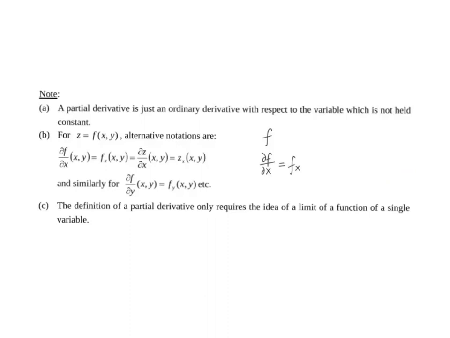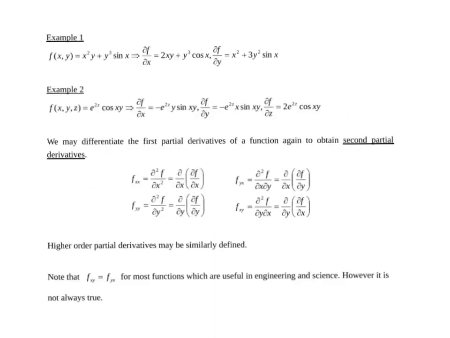There are several notations for a partial derivative of a function z equals f of x, y with respect to x. You can use the partial derivative symbol to express it as partial f over partial x of (x, y), or f_x of (x, y) and so on. You can also refer to it as partial f over partial x or f_x. Let's proceed to example 1 and example 2. Please refer to them by yourself.